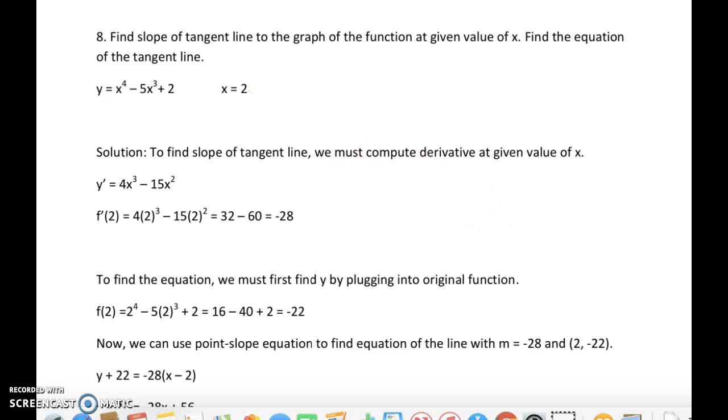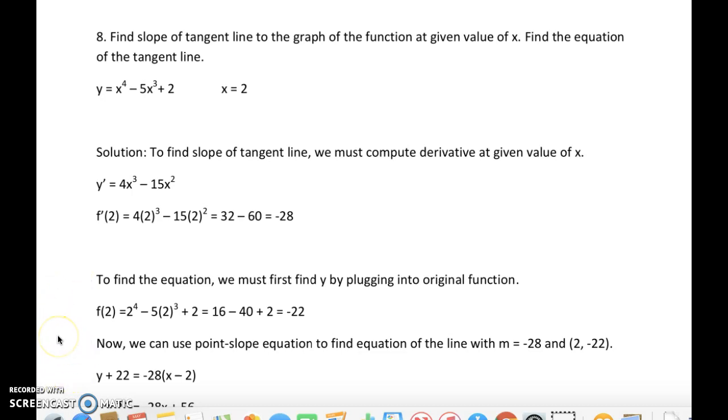Now, in order to finish this out, we need to find a y value for the x that we're given in the original function. So in the original function, if we plug in 2, we end up with 2 to the 4th minus 5 times 2 cubed plus 2, which is 16 minus 40 plus 2, which is equal to negative 22. And now we have a slope given from our derivative, and now we have a point given by our value of x and the y value that we found.